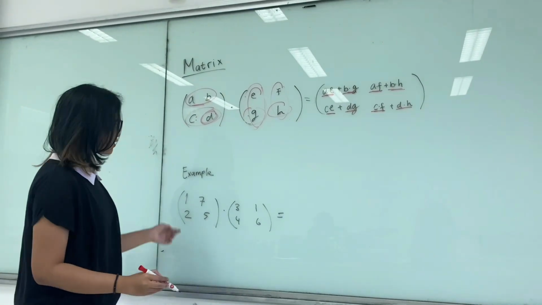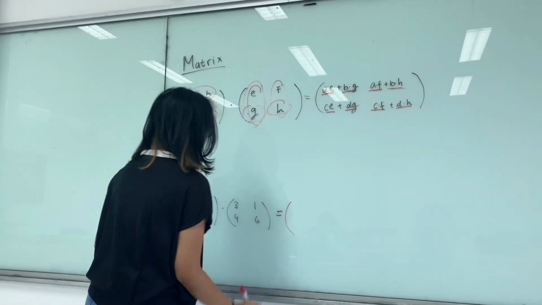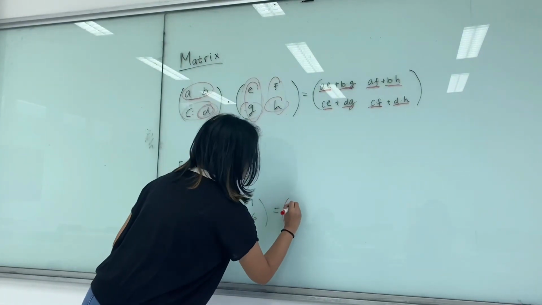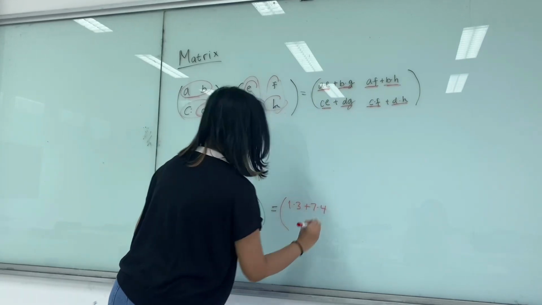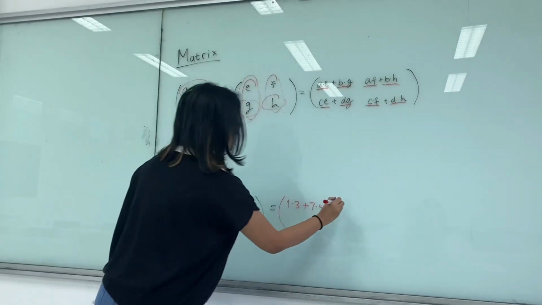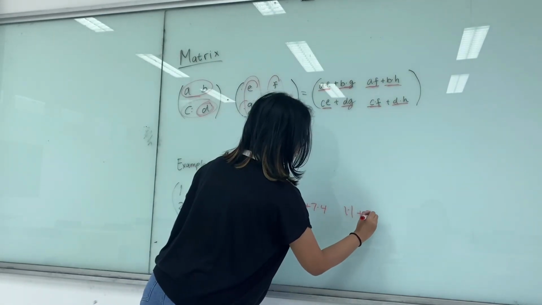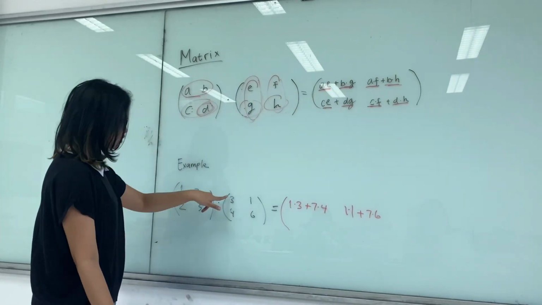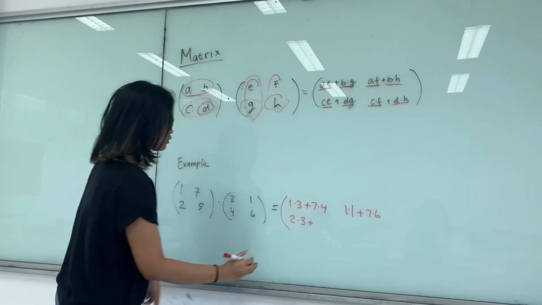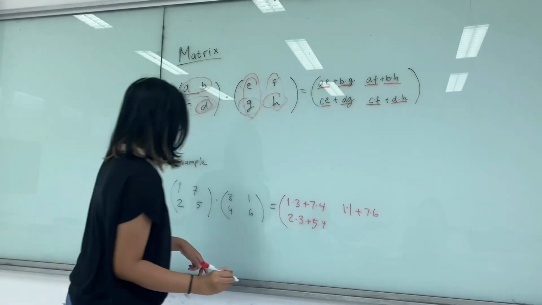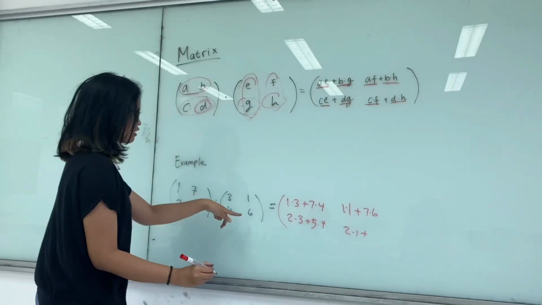So we have two matrices here, 1, 7, 2, 5 and 3, 1, 4, 6. So how to do it is 1 times 3 plus 7 times 4, then 1 times 1 plus 7 times 6, then 2 times 3 plus 5 times 4, then the last one is 2 times 1 plus 5 times 6.